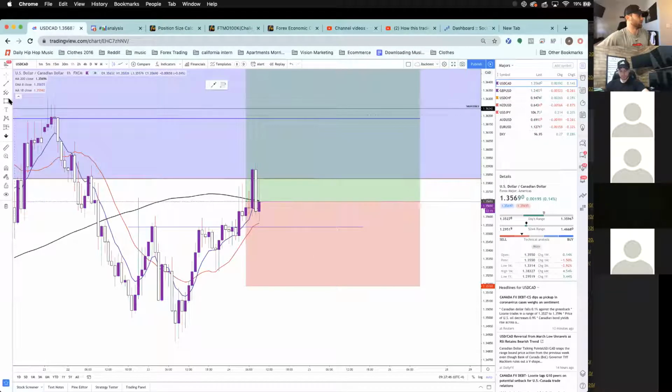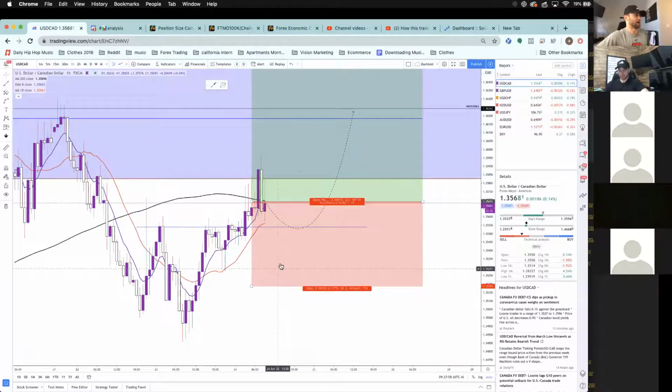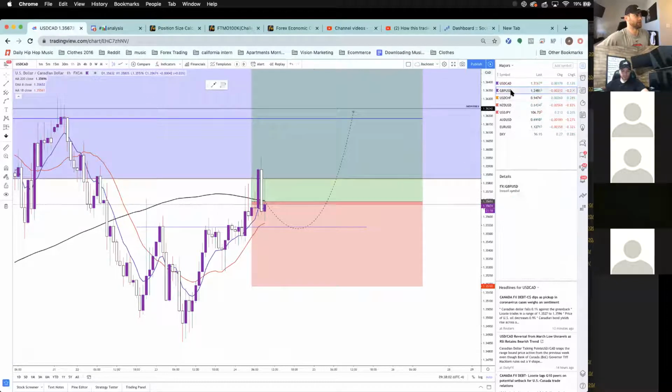Right now, what we're waiting for is a pullback to this level, and we need some sort of higher low to be made, and then we are going to look to long. So UCAD is high on the watch list right now. We're going to wait and see what happens with this.